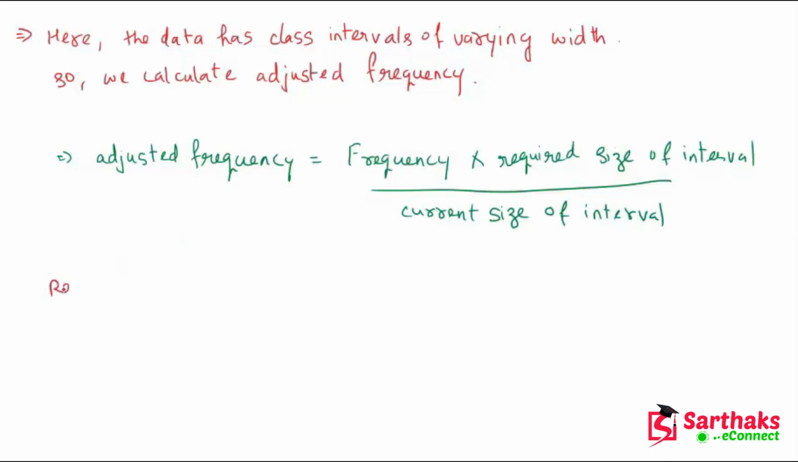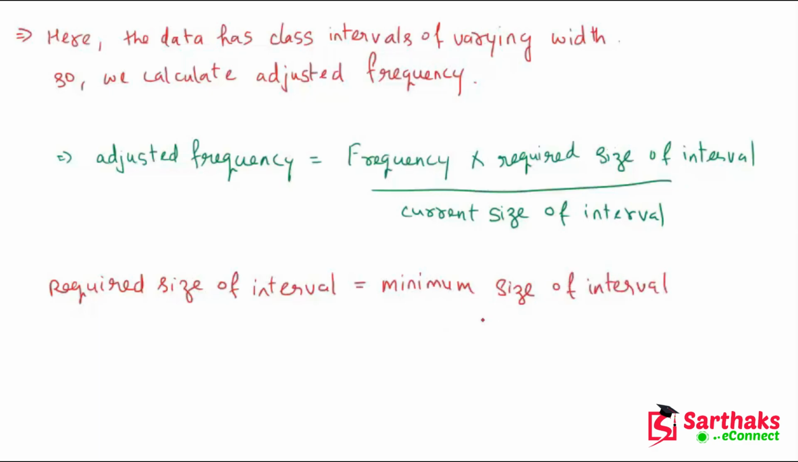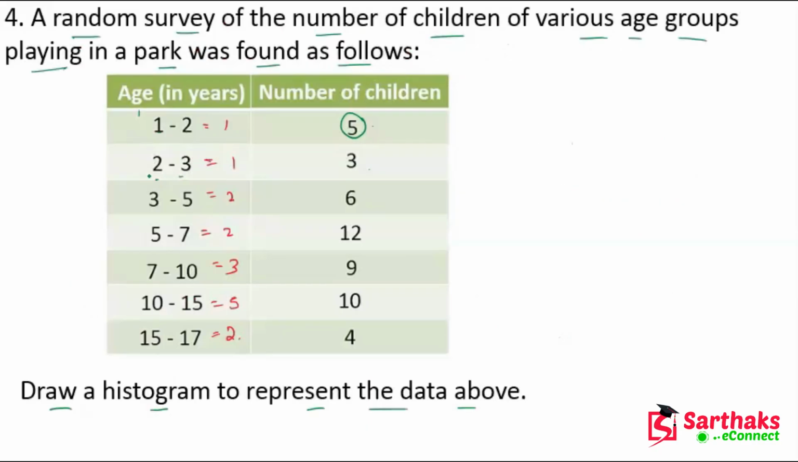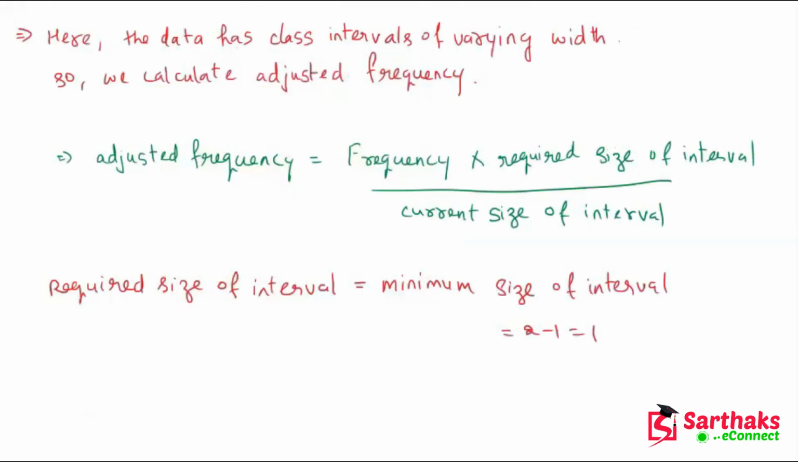Here the required size of interval is equal to the minimum size of interval. So this is 2 minus 1, which is 1. This is the first interval, 2 minus 1, which is 1. So this is the least class width. Now let's find the adjusted frequency.